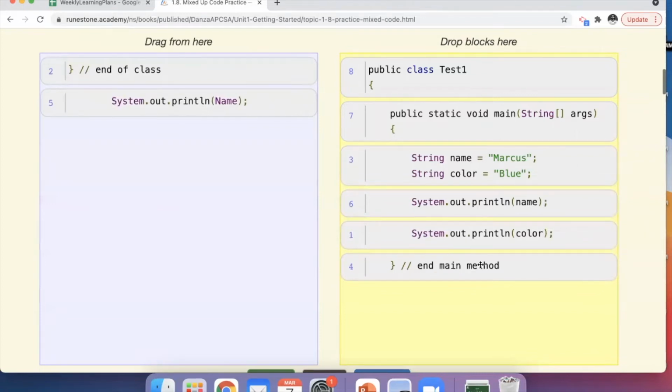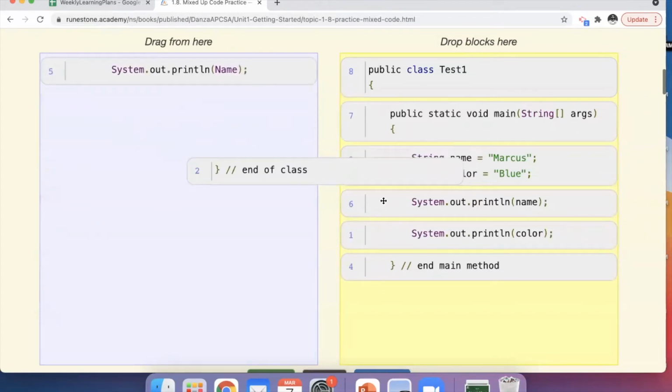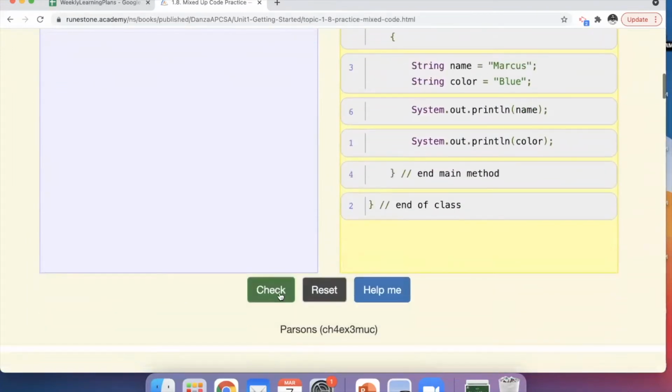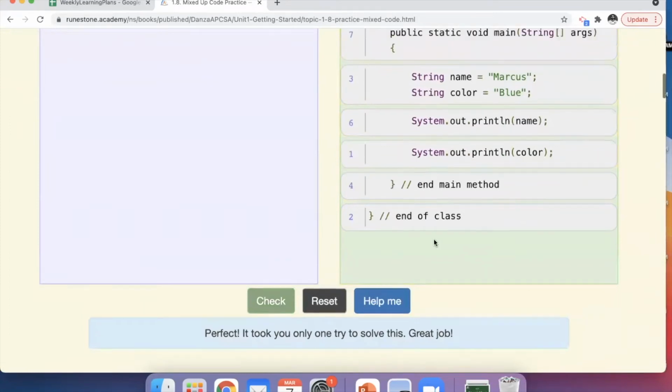Notice the comment says end main method. And then we're going to close our class. Notice that with every open curly brace, you have to have a closed curly brace. See how those line up? That's a nice programming practice. All right, see how these line up right here as well. So that's what I got. I'm going to go ahead and run it. And it says perfect.